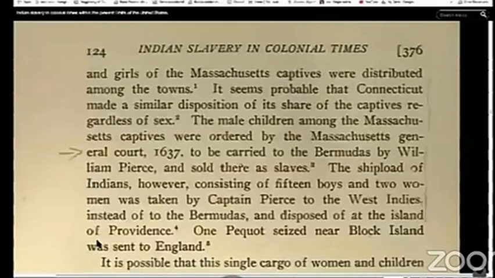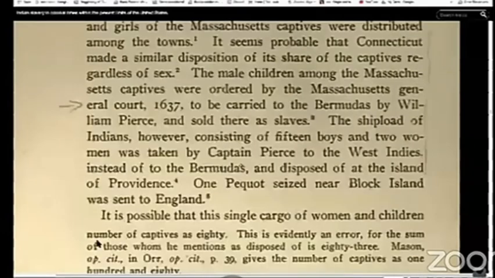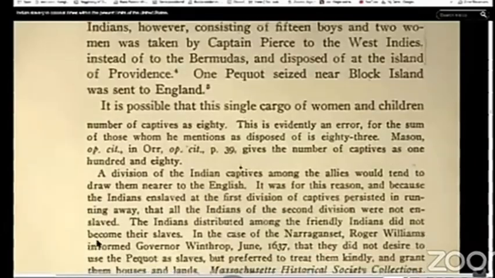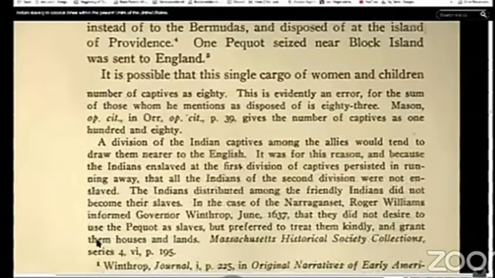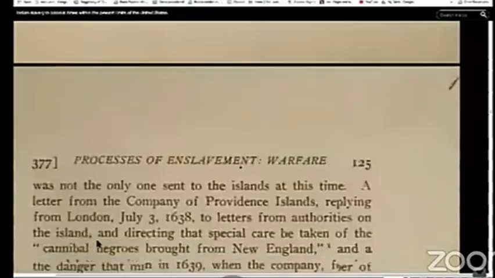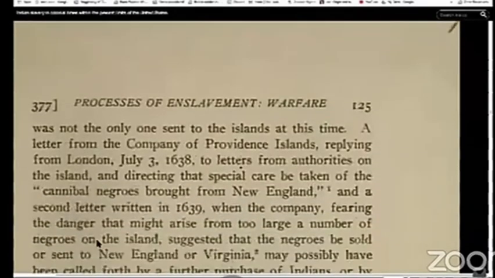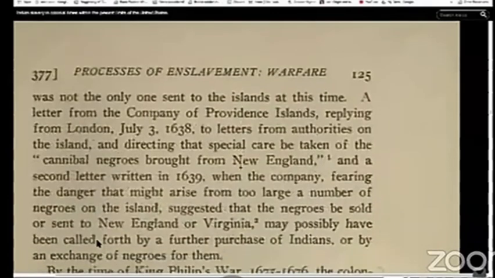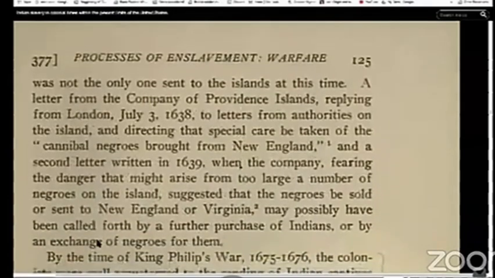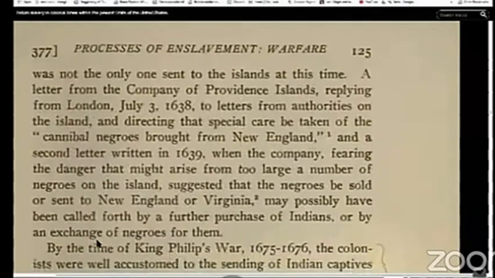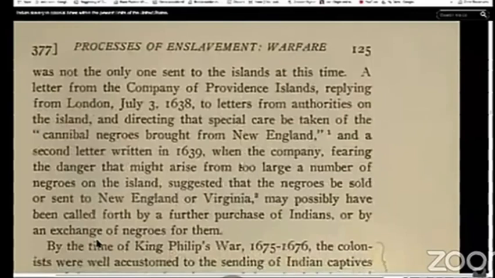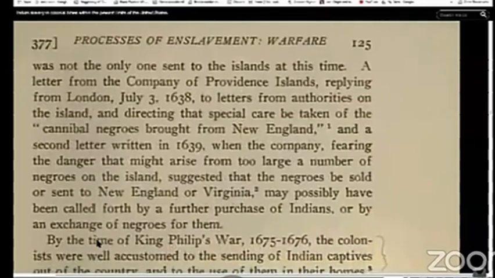And these same Pequot were called cannibal Negroes. They were calling them that in another book. We can show you that. Cannibal Negroes. All right, so one Pequot seized near Block Island was sent to England. It is possible that this single cargo of women and children was not the only one sent to the islands at this time. A letter from the Company of Providence Islands, replying from London July 3rd, 1638, to letters from authorities on the island, directed that special care be taken of the cannibal Negroes brought from New England.